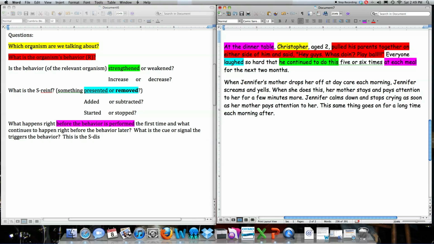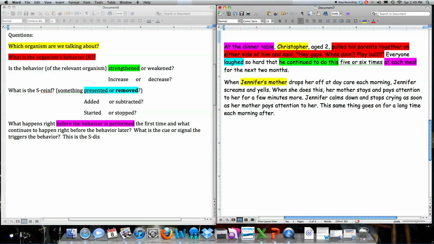Let's go back to our questions here. Which organism are we talking about? Now we have two here. We have Jennifer's mother and we've got Jennifer herself. So let's look at this right now from the point of view of Jennifer's mother. Okay, so Jennifer's mother is going to be our organism. She's the star of the show.